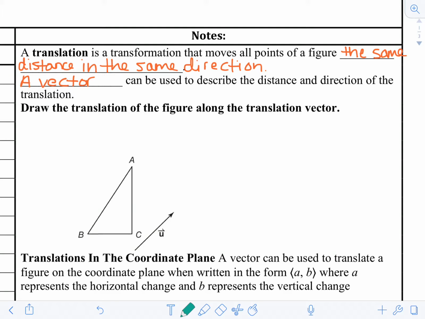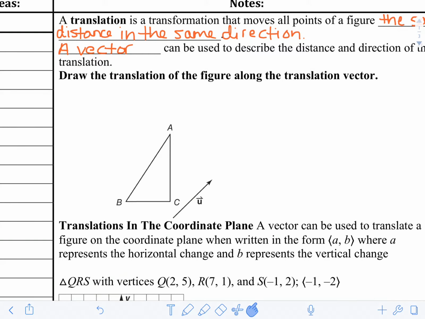If you need to pause, you can pause it right now to write down what you need to fill in the blanks. I'm going to move on to this next piece. It says draw the translation of the figure along the translation vector. The vector tells me the distance and the direction I'm moving my image. The best thing for you to do is take a piece of paper or a sticky note, and make it the length of that vector.